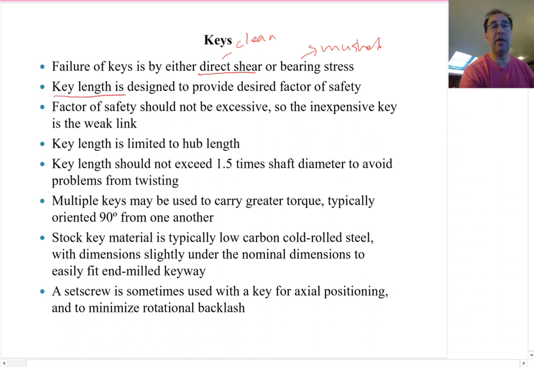And this is what I've been mentioning. You can design the key length to only provide so much torque transfer, and beyond that the key will fail. So in this way the key becomes the inexpensive weak link. This is one nice thing about keys: you can design it so that if you over torque, the key fails and the shaft doesn't fail. So you want the key to fail.